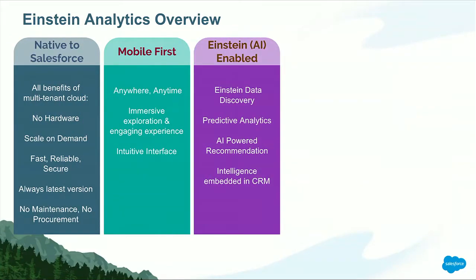with rich visualization. And it's also Einstein AI powered, with Einstein Data Discovery, which is added as an add-on product to Einstein Analytics. You can perform what-if analysis based on machine learning. And it includes predictive analytics. And it's also intelligence embedded in your CRM system.